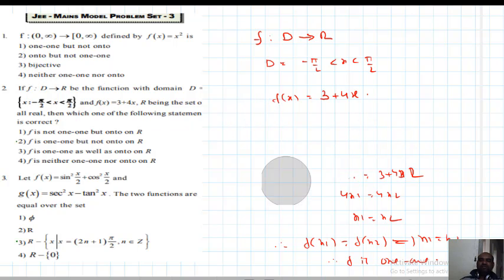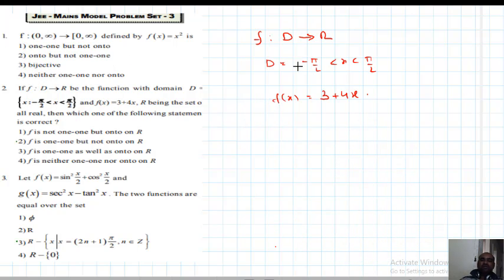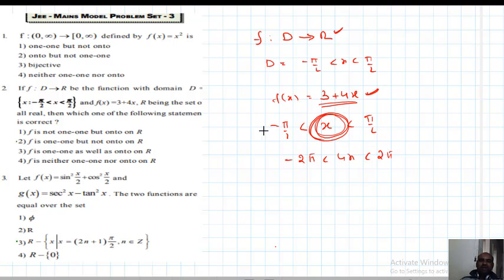Okay. Now onto. Checking for onto. How to check onto? We need to find the range of this. What is the codomain? R. If the range is equal to R, then you consider it onto. Otherwise, it is not onto. Now I want to find the range. What is x? x is from minus pi by 2 less than x less than pi by 2. But instead of this, what do I want? I want 3 plus 4x. First of all, I am multiplying by 4: minus 2 pi less than 4x less than 2 pi. Just I multiplied by 4.